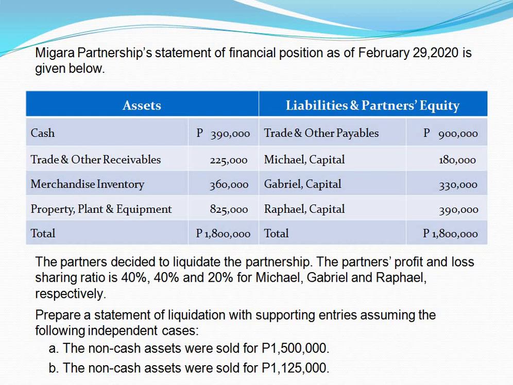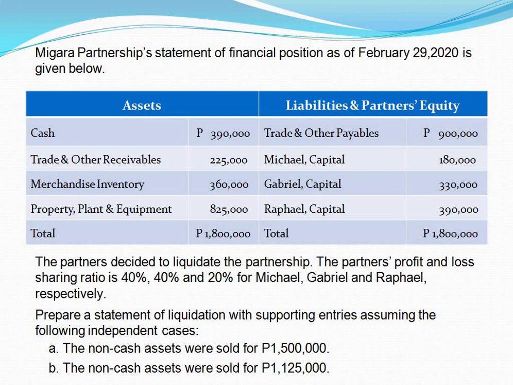Letter A. The non-cash assets were sold for 1,500,000 pesos. Letter B. The non-cash assets were sold for 1,125,000 pesos.